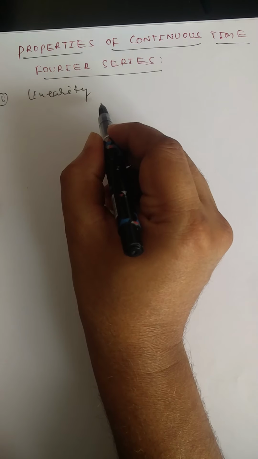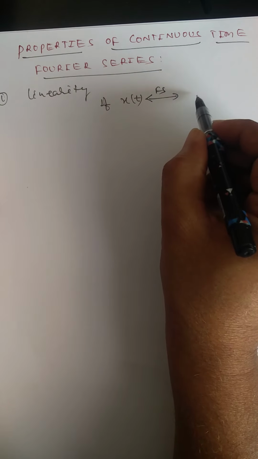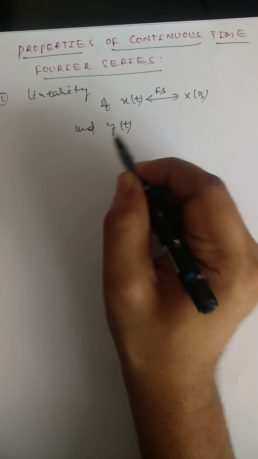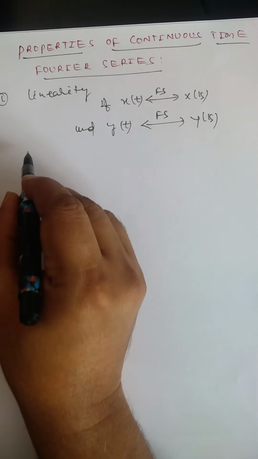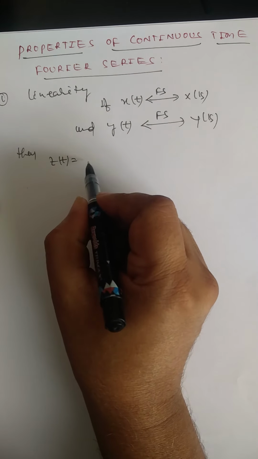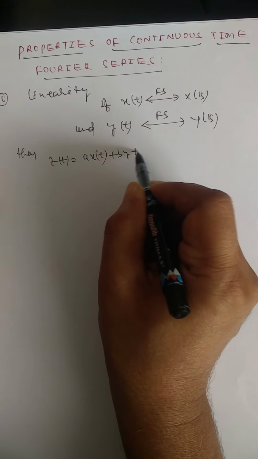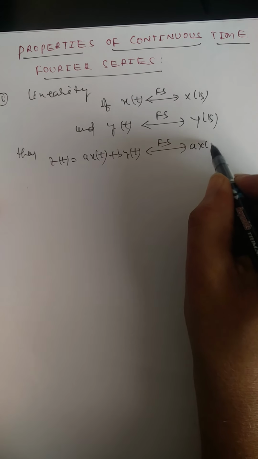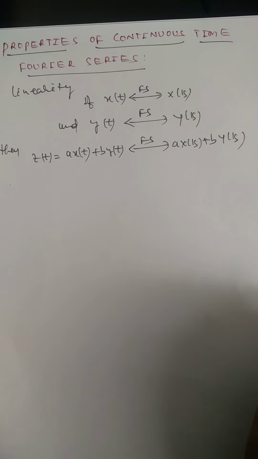Linearity property. This property says that if x of t is a time domain signal, its Fourier series is represented as x of k. And if y of t is a time domain signal, its Fourier series is given by y of k. Then the linearity property says that if z of t is equal to a into x of t plus b into y of t, its Fourier series is given by a into x of k plus b into y of k.